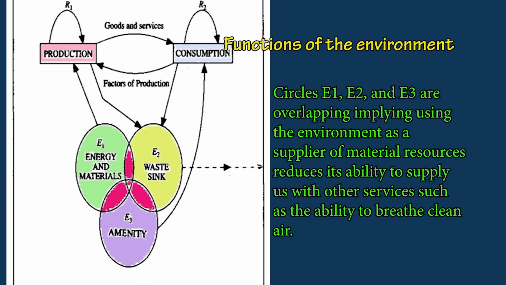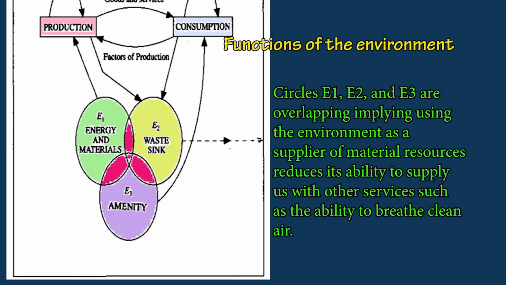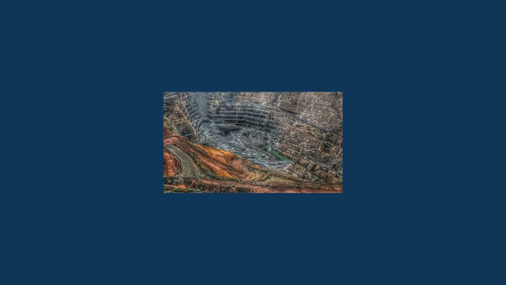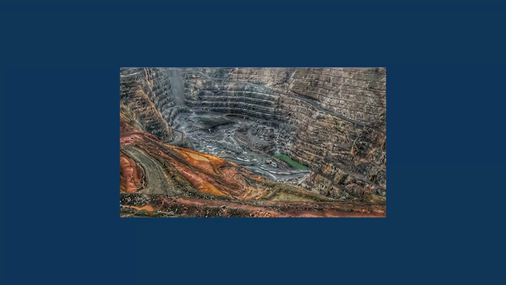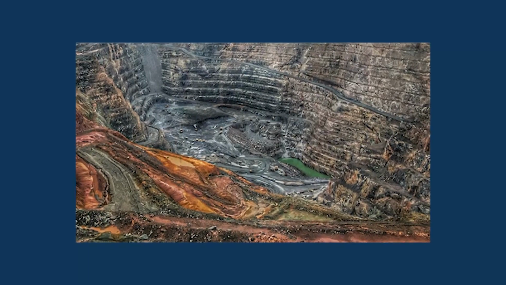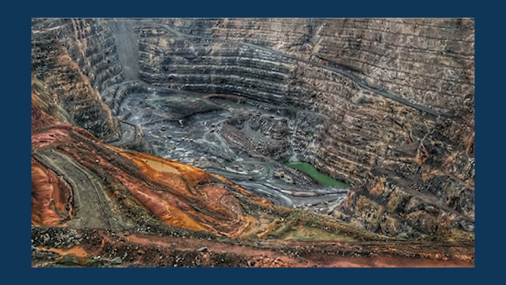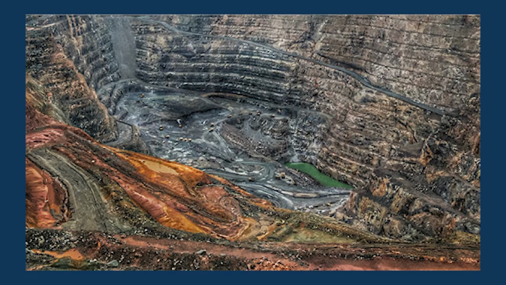Note, students, that the three circles are overlapping with each other. Now, what does that mean? This means that the three circles are interlinked with each other. For example, if we use the mountains for extracting too much of mineral resources, then we shall be reducing its ability to supply us with aesthetic and spiritual values.